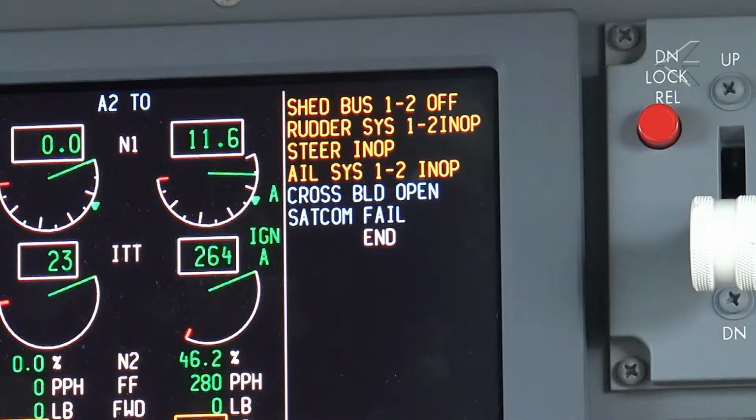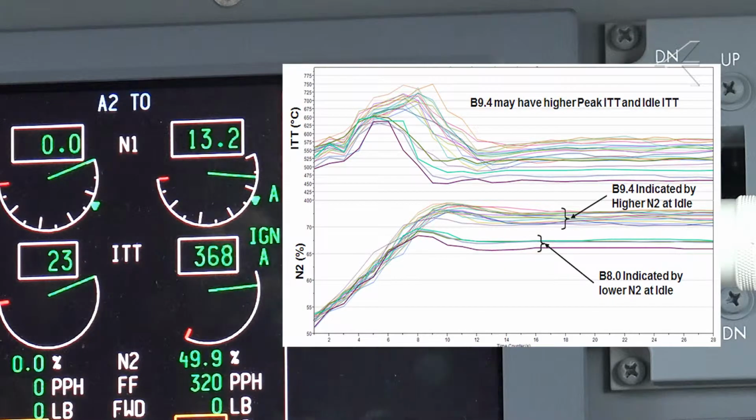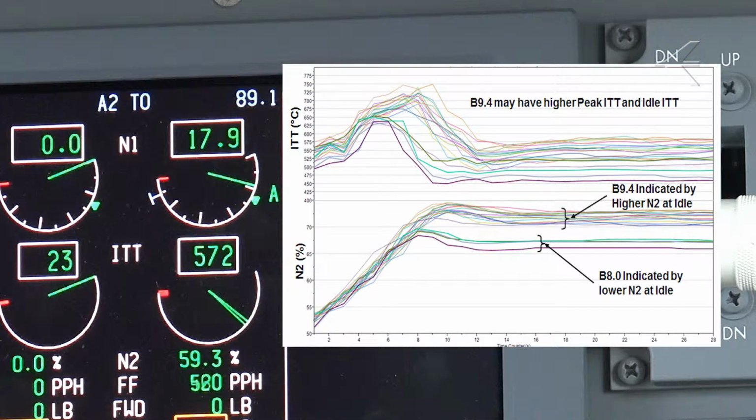Comparing with the FADEC previous version, the B9.4.1 will have a higher peak ITT capability. The ITT ramp-up is more rapid comparing with the FADEC B8.0 version. This is possible due to a higher N2 idle setting. The fuel flow after start will be approximately 500 to 600 pounds per hour. The idle will be stabilized at approximately 70% of N2 after start.